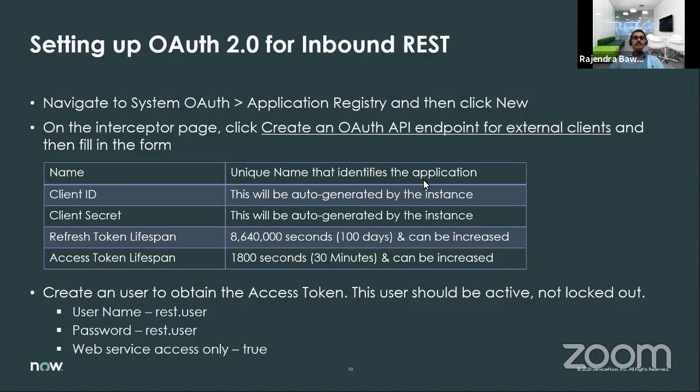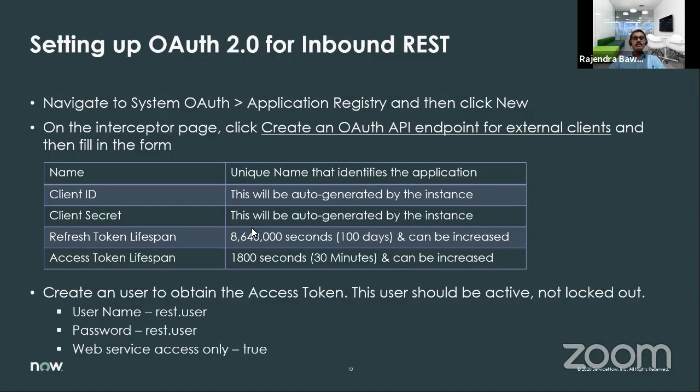We have to fill in the form. There is the name field, which is a unique name that identifies the client. Consider that you have one integration with SAP and one integration with some other Salesforce team. You will have 2 different OAuth records for the 2 different applications. The client ID is auto generated by the instance; we need not take care of this. The client secret is also auto generated by the instance.